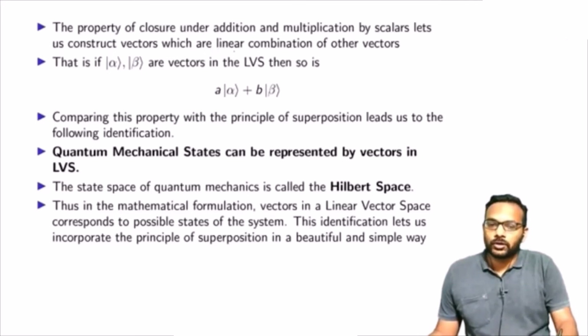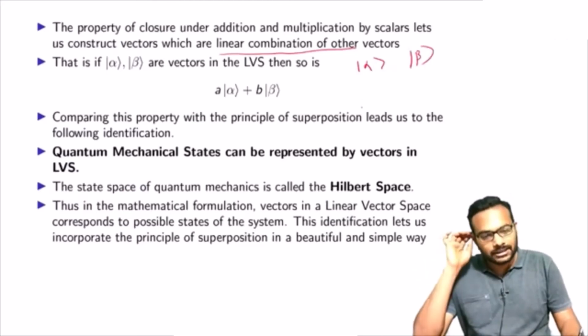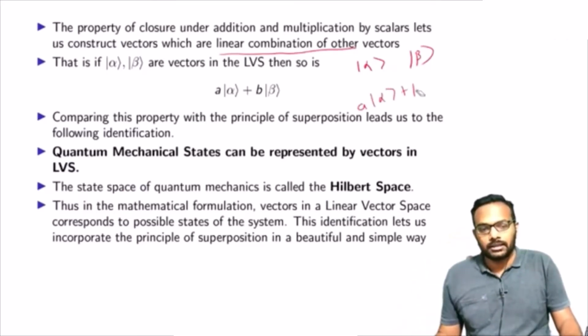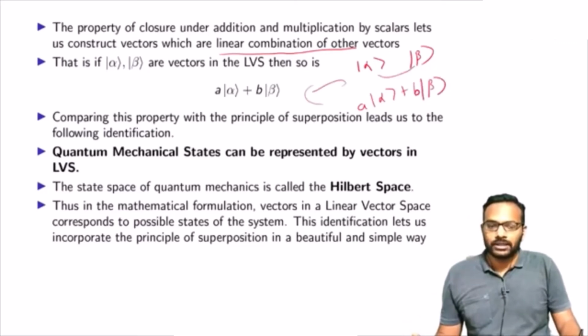So the property of closure under addition and multiplication by scalars lets us construct vectors which are linear combinations of other vectors. If you have two vectors, alpha and beta, you can construct a third vector by this rule, A alpha plus B beta, which is also a vector. So given two vectors, you can construct more vectors like this. This is known as superposition.